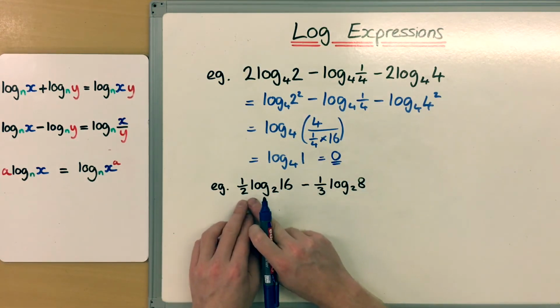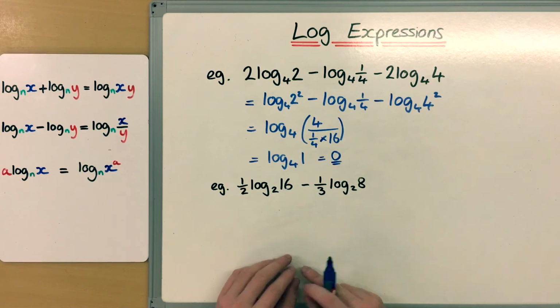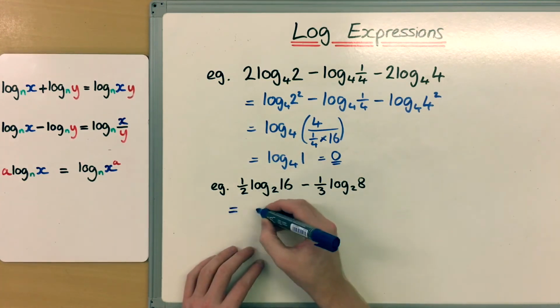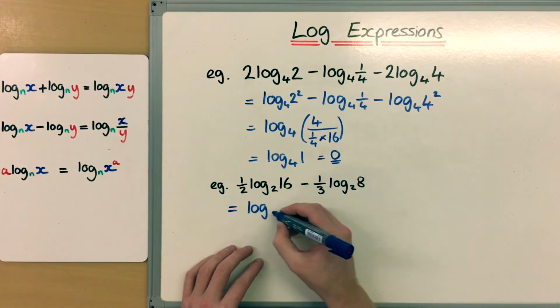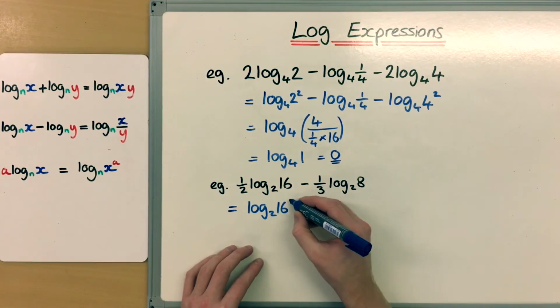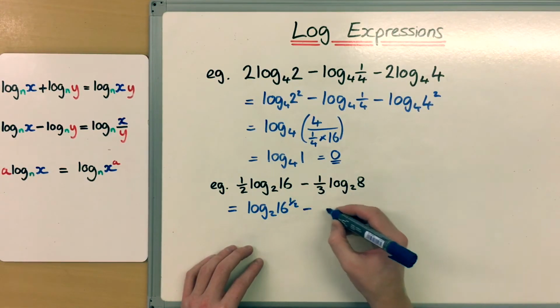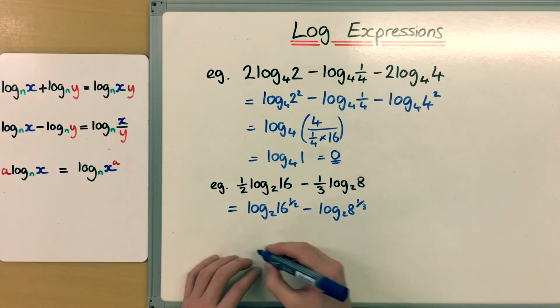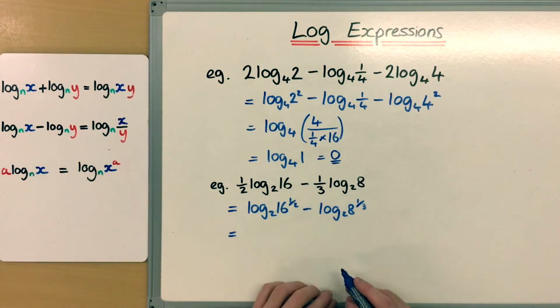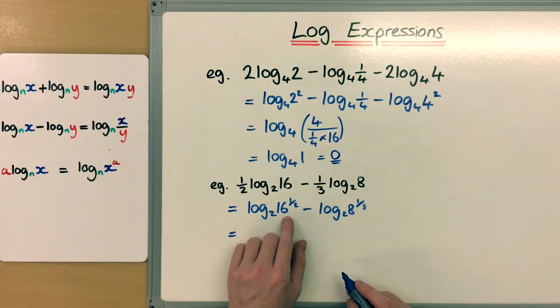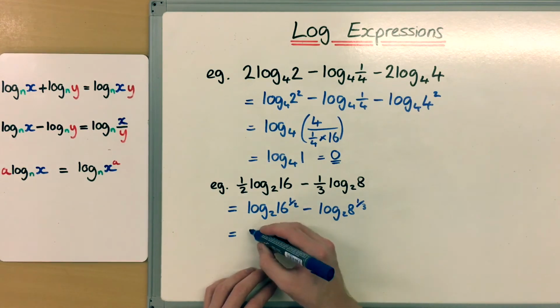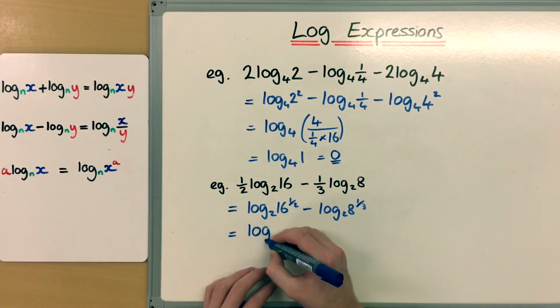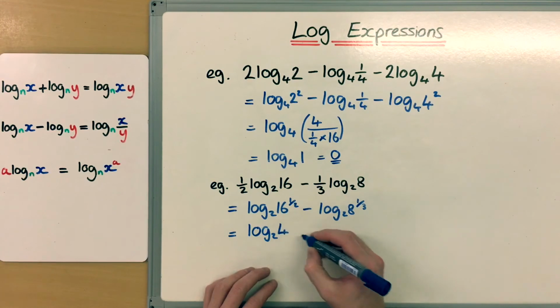We're going to grab these coefficients, put them inside as powers, and then combine these logs. So I get log to the base 2 of 16 to the power of half, take away log to the base 2 of 8 to the power third. Now I'm going to need to know what fractional powers are. So 16 to the power of half, well that's just root 16, and root 16 is 4. So this becomes log to the base 2 of the square root of 16, 4.